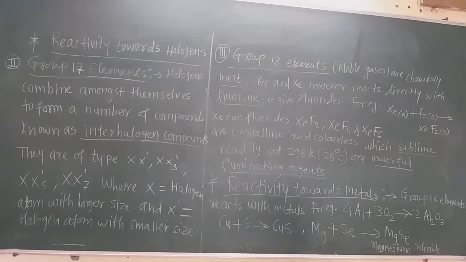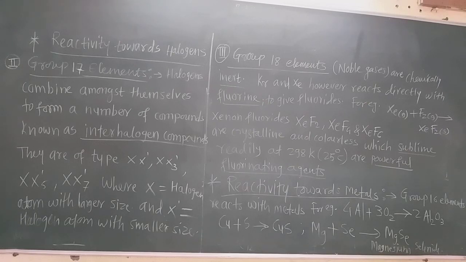How do the group 18 elements form halides? Group 18 elements are also called noble gases, and we know that noble gases are chemically very inert. They do not react with other elements, but only two noble gases, krypton and xenon, react directly with fluorine.